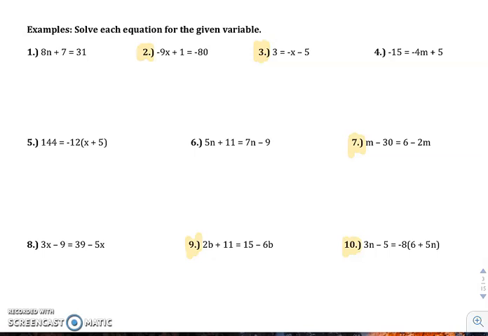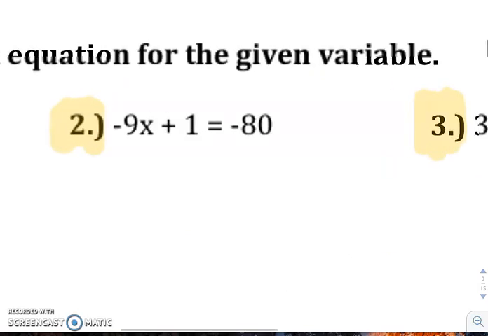We're just going to do some of these equations together. So we'll start with some of the simpler ones or the smaller ones and then do some of the larger ones together. So let's look at number 2 first. Negative 9x plus 1 equals negative 80. So just always remember you want the variable to be on one side. So if that x term is over there, we're just going to try to keep it over there and move everything else. So we're going to subtract the 1.